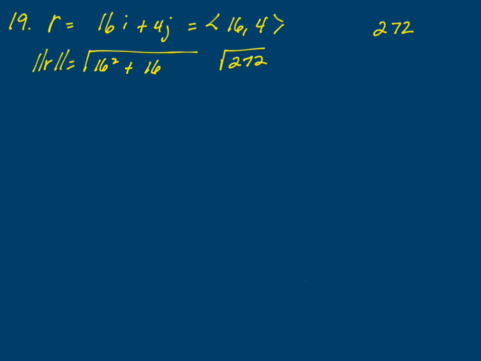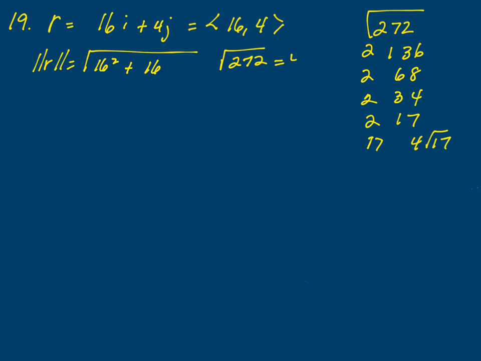All right, let's break 272 down. 2 and 136, and 2 and, let's see, half of 100 is 50, and then half of 36 would be 18, so 68. Hope I'm doing this right. And 2 and 34, and 2 and 17, so 17. So that's 4 square root of 17. Yep. Do not be afraid to do it that way, okay? We're not going to use our calculator if we can help it, okay?